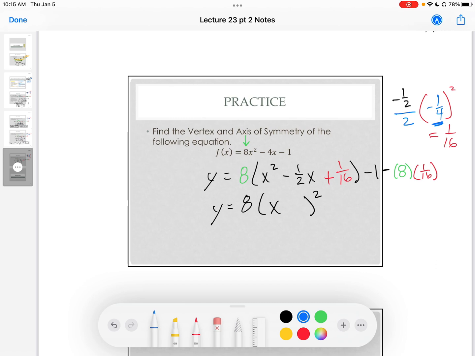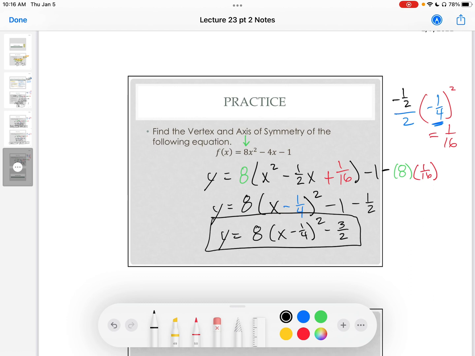Well, what is the something? Well, it would be negative 1/4. And then I have a -1 minus 8 times 1/16, which would be 8/16. So that would be -1/2. 8/16 is 1/2. And I get y equals 8 times (x minus 1/4) squared minus 3/2. -1 would be just -2/2, so -2/2 minus 1/2 gives me -3/2. So there is my vertex form.